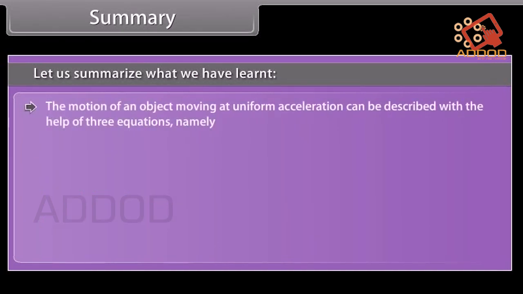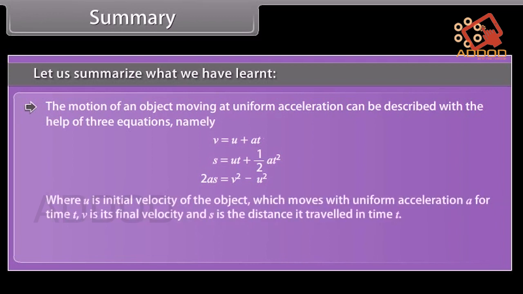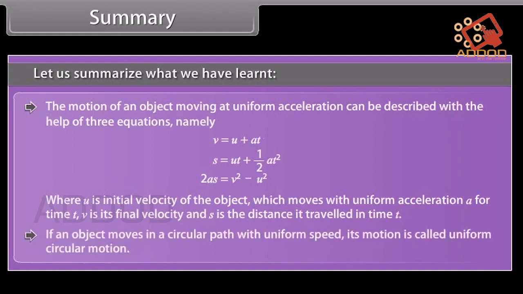The motion of an object moving at uniform acceleration can be described with the help of three equations, namely v is equal to u plus at, s is equal to ut plus 1 upon 2 at square, and 2as is equal to v square minus u square, where u is the initial velocity of the object, which moves with uniform acceleration a for time t, v is its final velocity, and s is the distance it traveled in time t. If an object moves in a circular path with uniform speed, its motion is called uniform circular motion.